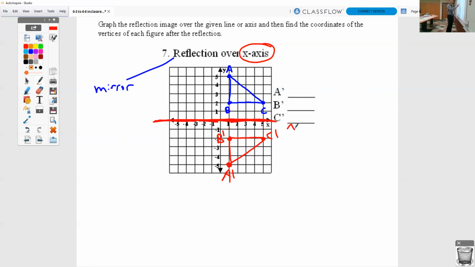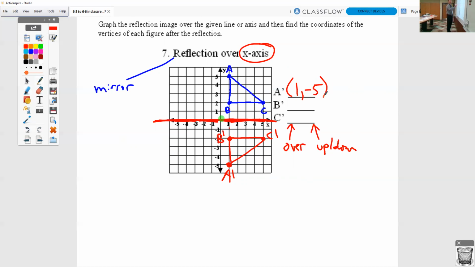When you go to write your coordinates, remember your first number is how many you go over. Your second number is how many you go up or down. So we always start counting from right in the middle at 0, 0. So A prime is over to 1, down to -5.